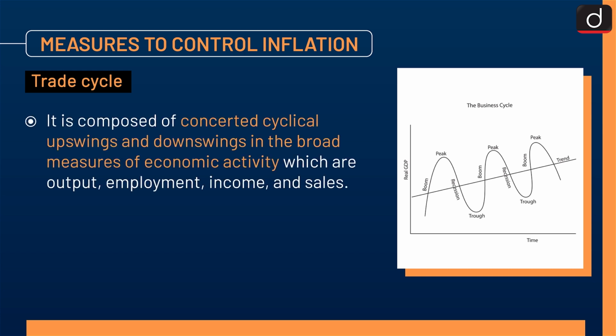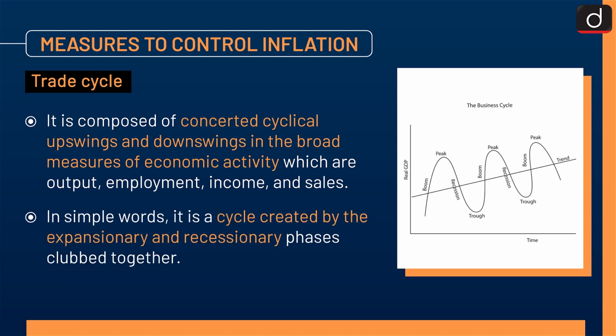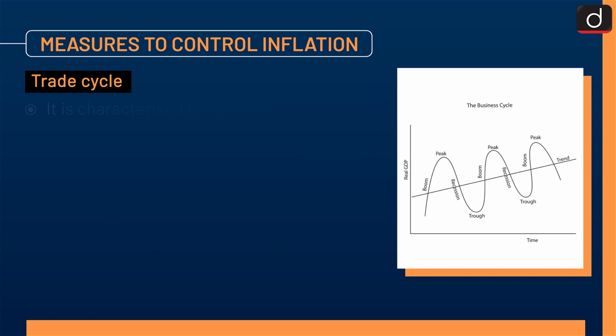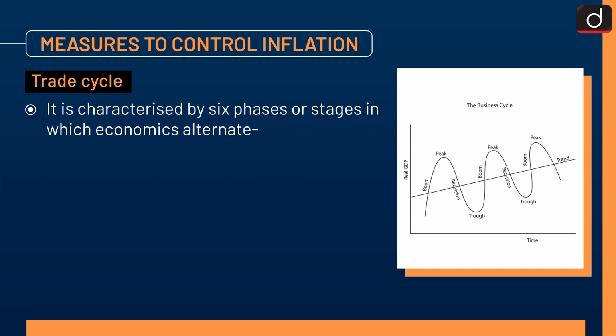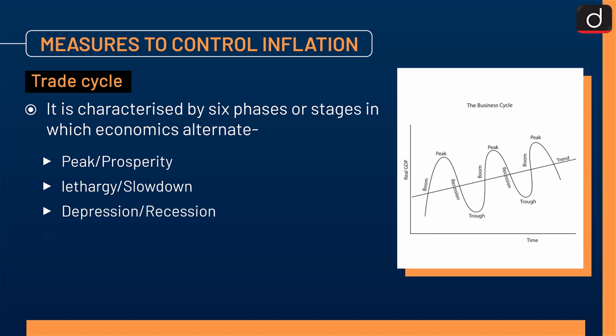It is composed of concerted cyclical upswings and downswings in the broad measures of economic activity, which are output, employment, income and sales. In simple words, it is a cycle created by the expansionary and recessionary phases clubbed together. It is characterized by 6 phases or stages in which economies alternate: peak or prosperity, lethargy or slowdown, depression or recession, trough, recovery and boom.